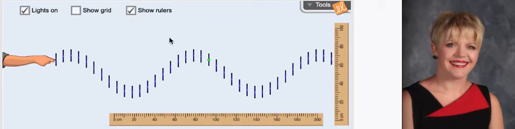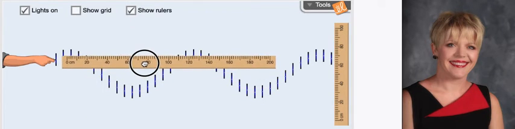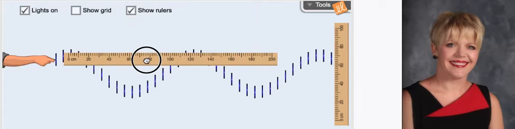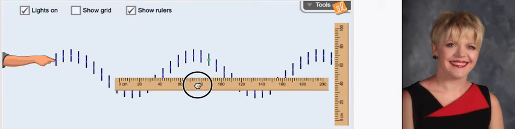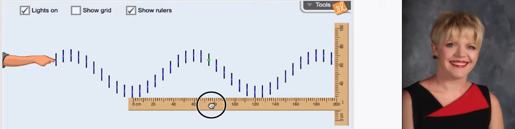Good, I have crest, crest, and crest, and I have 2 troughs. So let's use this one. If I wanted to see the wavelength, I could bring in my ruler, and I can measure from crest to crest, and we're about 120 centimeters. Okay, so I could also go down to trough, and there we are, 120 centimeters.